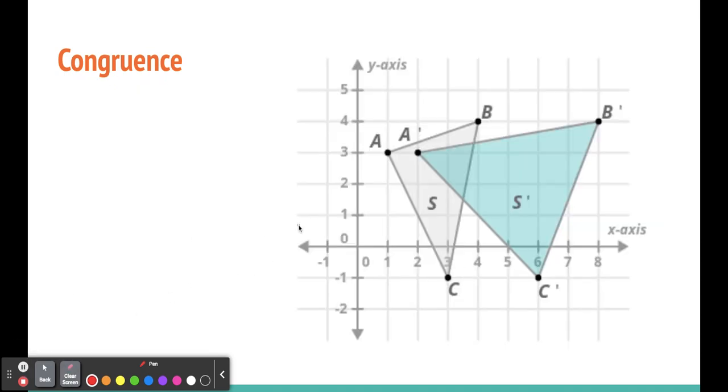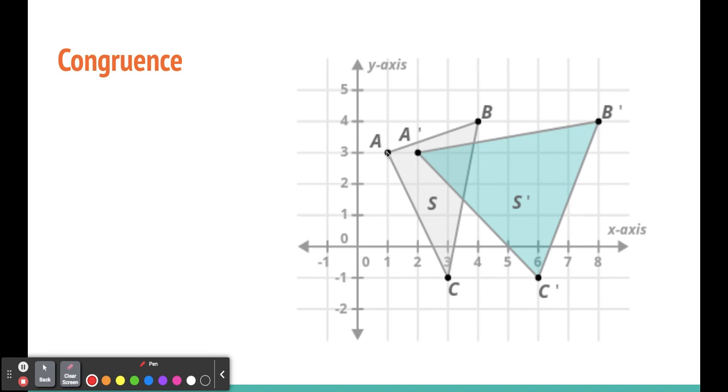We can use this same reasoning to show that two figures are not congruent. It's easy just to look at S and S prime and see that they are not congruent. It's not the same shape. It's very easy to see that if I traced A, B, C with my tracing paper and tried to slide it on top of A prime, B prime, C prime, it's not going to match up. They're just completely different triangles.